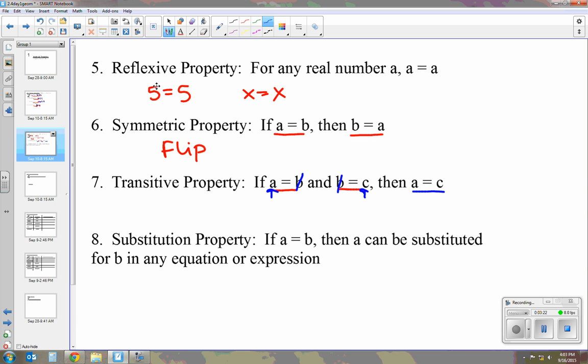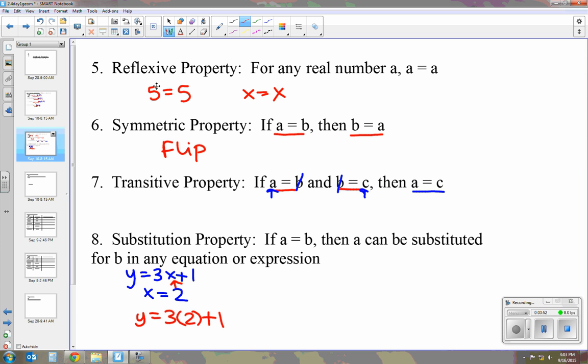Now the substitution property of equality is a little tricky to identify, but you know how to do it. That's what we call plugging something in. Let's say we have something like y equals 3x plus 1, and then I tell you x equals 2. Well, you know that we can plug the 2 in for x, or substitute it in. So y equals 3 times 2 plus 1. That is our substitution property of equality.